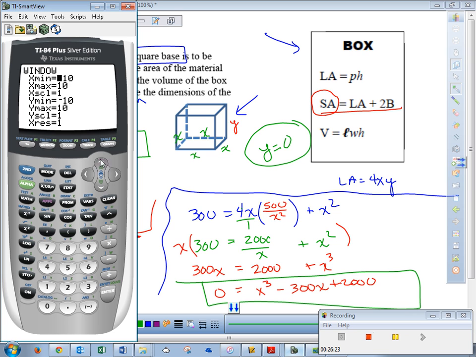X min, let's go to negative 100, and let's go to positive 100, by at least 10s or anything else. It doesn't really matter. Who cares what the y scale is? I care about where that puppy crosses the x-axis. I still only see one place, right? Did I type it in right? Hold on. X cubed minus 300x plus 2,000. Is that what we have? Yeah? Okay.